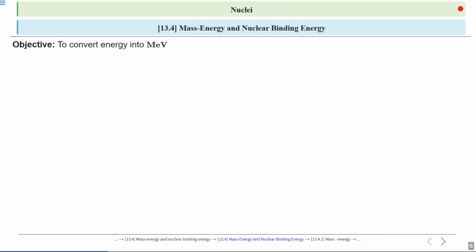Now let's learn how to convert energy values to mega electron volt. Let's start by looking at the basic conversion between joules and electron volts. 1 electron volt, or 1 eV, is equal to 1.602 times 10 to the power minus 19 joules. Remember, a joule is the standard SI unit for energy, while the electron volt is often used in atomic and nuclear physics.